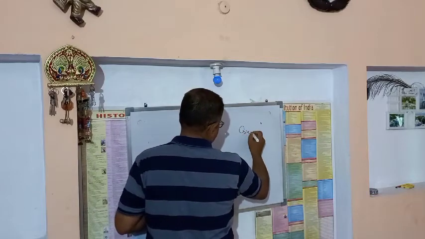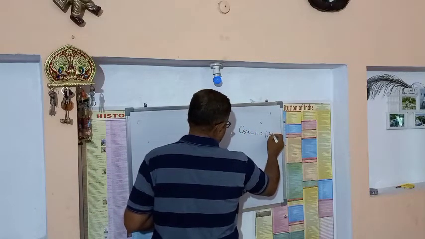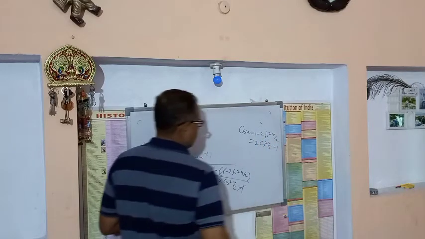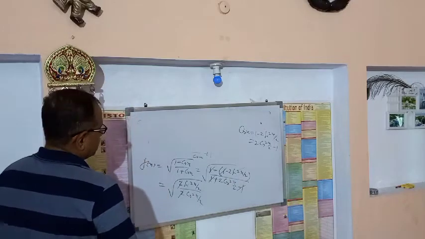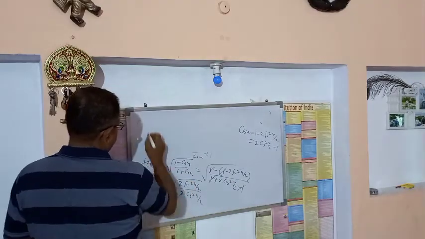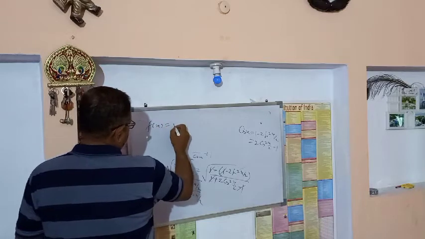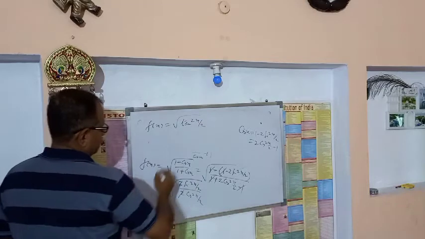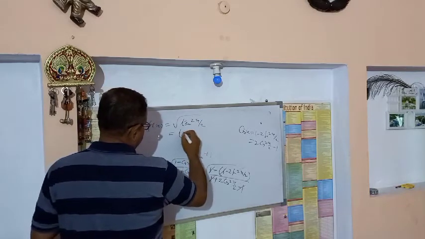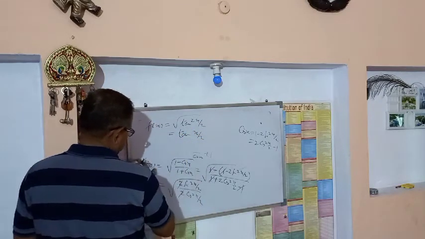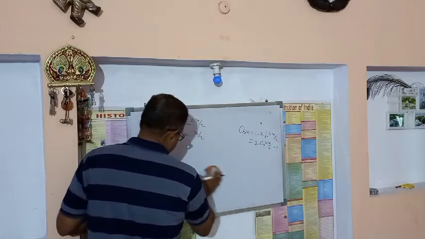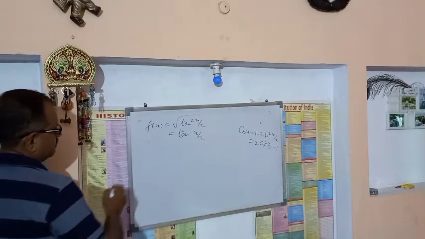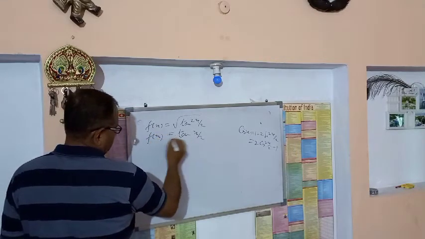You can note it, cos x is 1 minus 2 sine square x by 2, and it is also equal to 2 cos square x by 2 minus 1. So sine square x by 2 upon cos square x by 2 will be tan square x by 2. Take square root, so tan x by 2. f(x) is equal to tan x by 2.